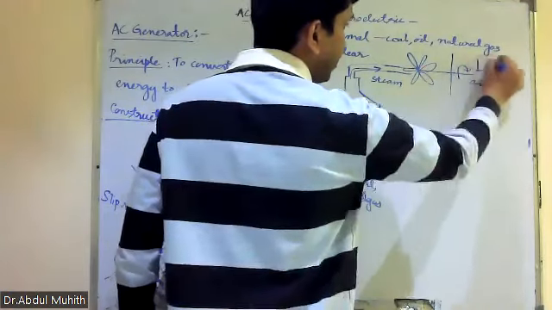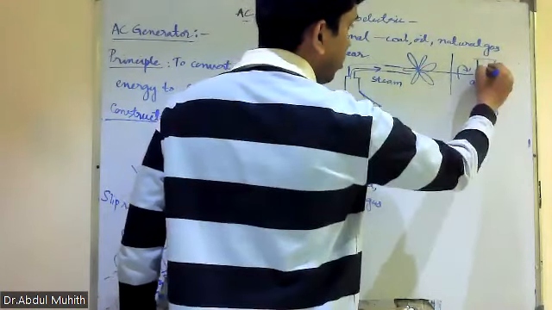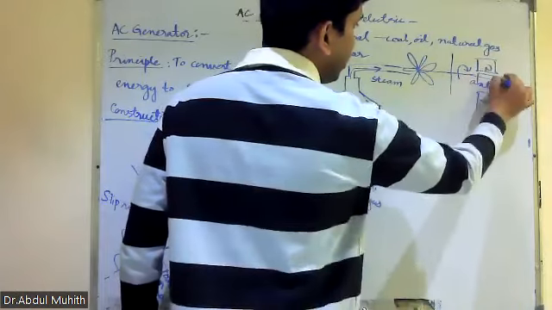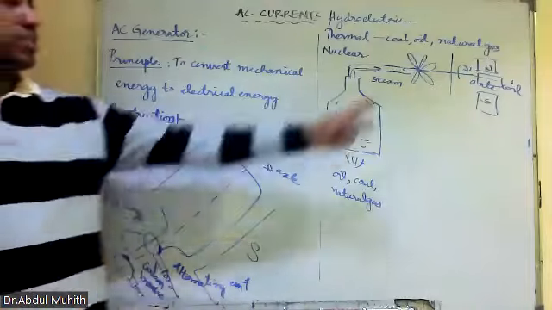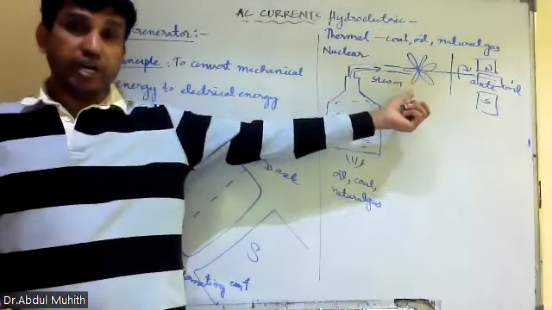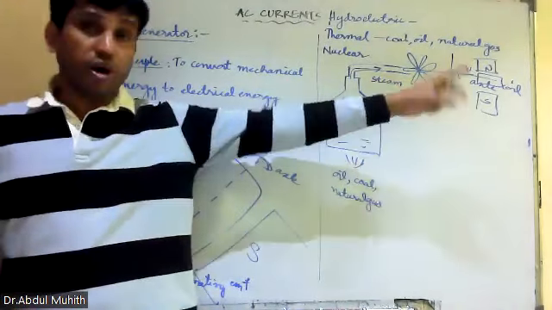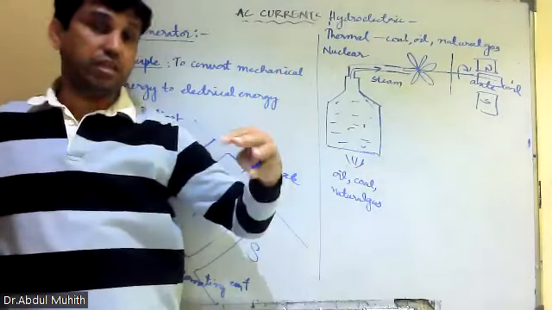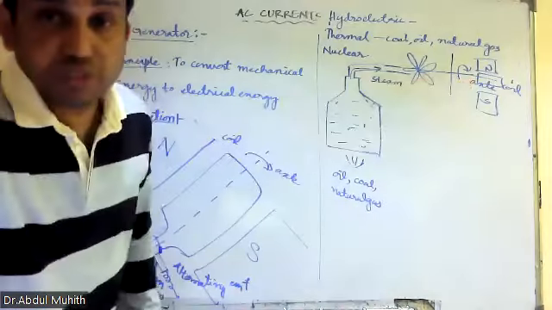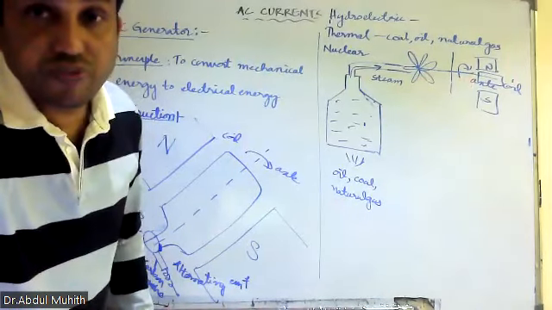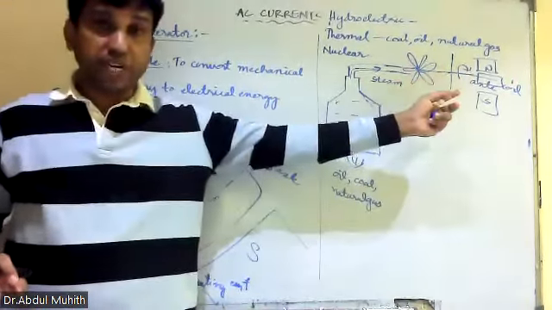And here there is a magnet. This is a magnet, North Pole and South Pole, and on which there is a coil mounted. So what will happen? The turbine and the coil are mounted on the same axle. When the turbine rotates 50 times, the coil also rotates 50 times. Is that clear?